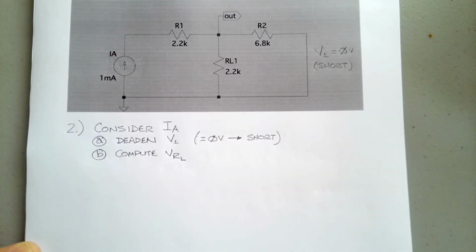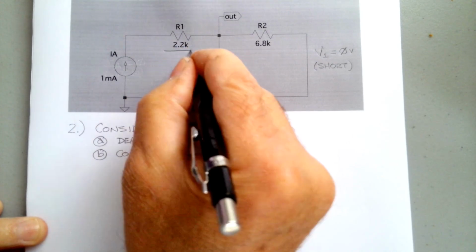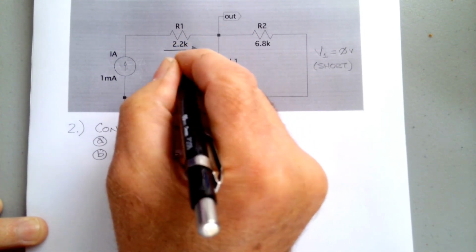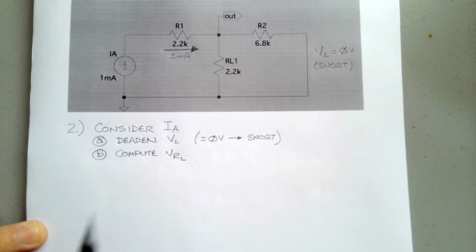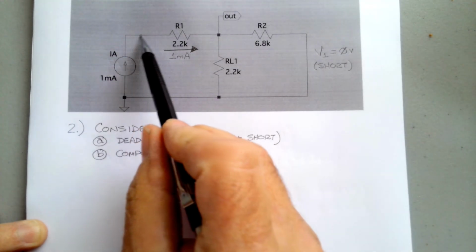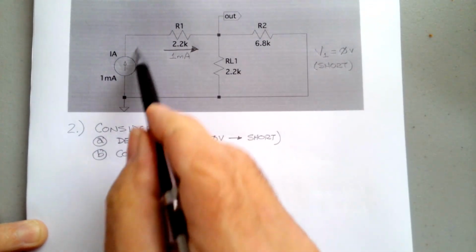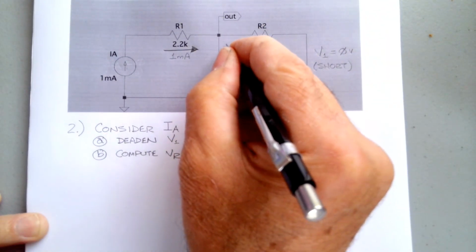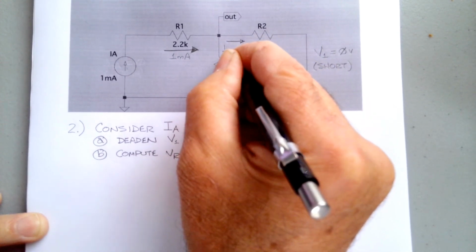So let's do a little computation here. We know that we're going to see 1 mA flowing here. By Kirchhoff's law, if there's 1 mA flowing here, there's no way to get out of or into the circuit, so there's got to be 1 mA flowing here. Now that 1 mA is going to split into some current flowing here and some current flowing here.